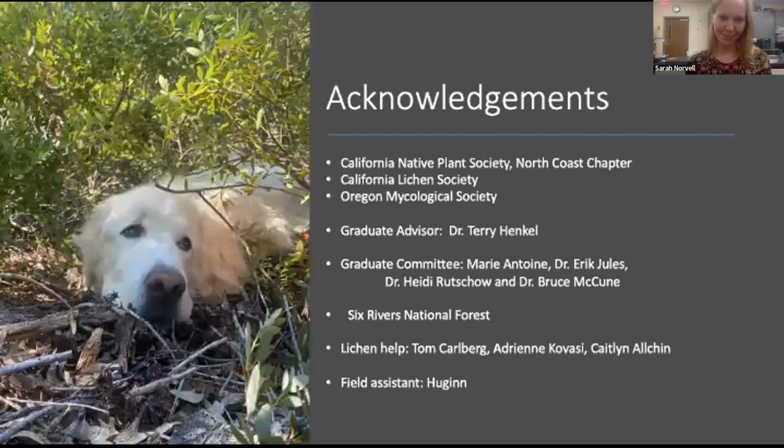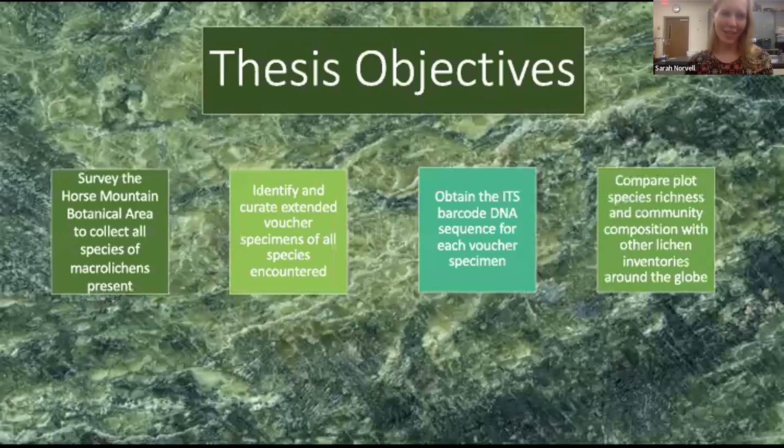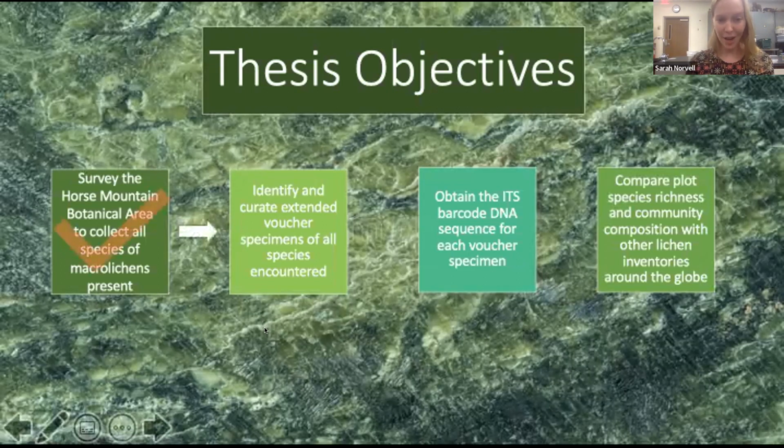As for my thesis objectives, I started out by intending to survey the Horse Mountain Botanical Area to collect all species of macro-lichens present in order to provide Six Rivers National Forest with the most accurate species checklist possible. I have completed my fieldwork portion, and I'm currently working to identify all of the specimens that I collected, and I will be curating extended voucher specimens of all the species that I encountered.